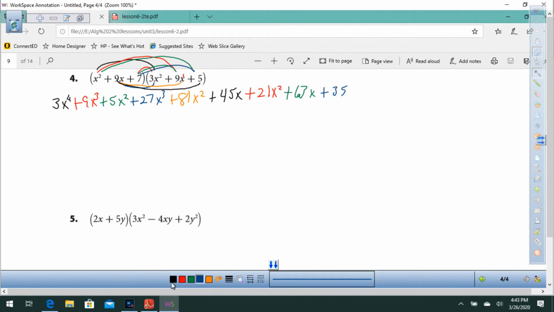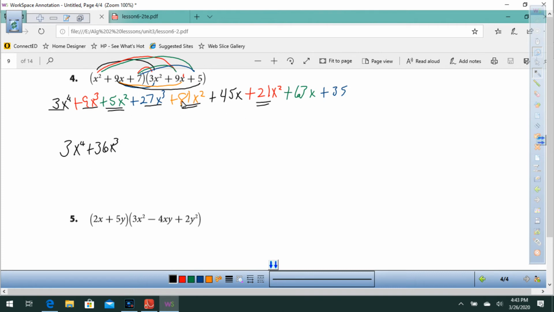All right, now here's where it gets a little tricky. We got x to the 4th here, right? Any more x to the 4th? No. So we have 3x to the 4th. We have 9x cubed. We have 27x cubed. Any other x cubed? Nope. 9 and 27 is 36x cubed. Now we have 5x squared. We have 81x squared. We have 21x squared.